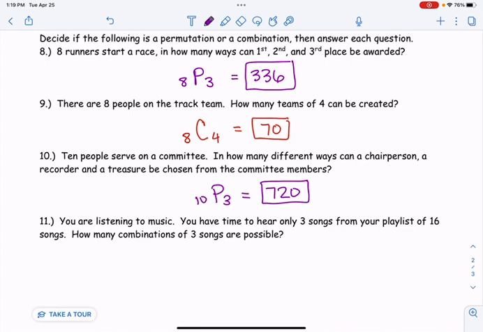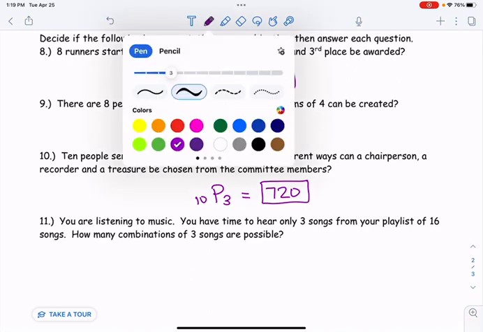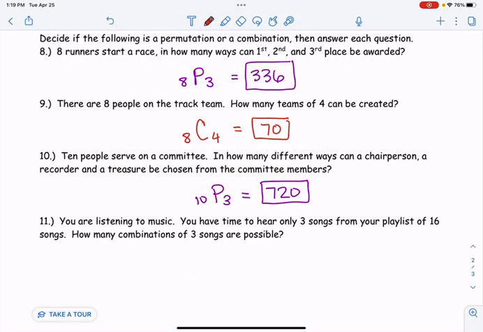And then last but not least, number 11, you are listening to music. You have time to hear only 3 songs from your playlist of 16. It doesn't matter what order I put those songs in, I just want to choose groups of 3. So we're going to take 16, choose 3, and that'll give us 560.